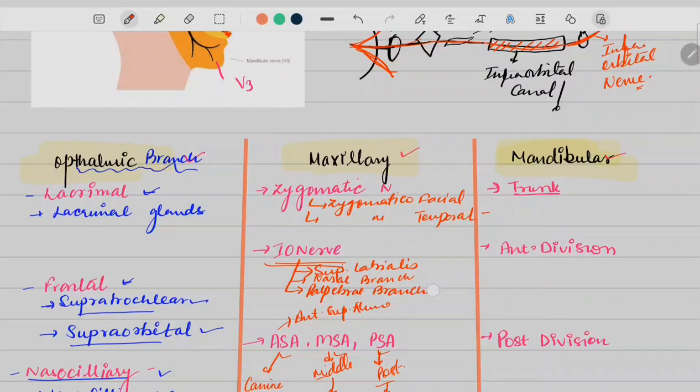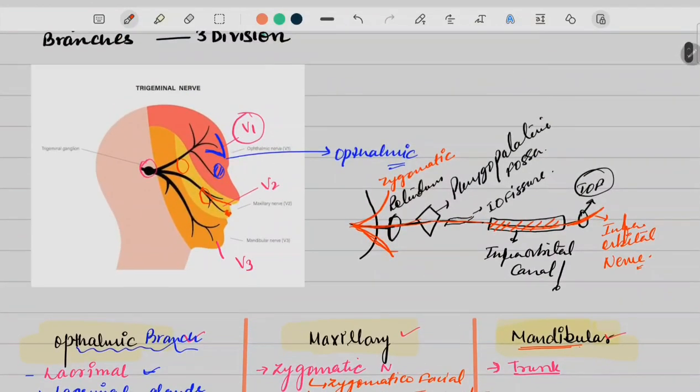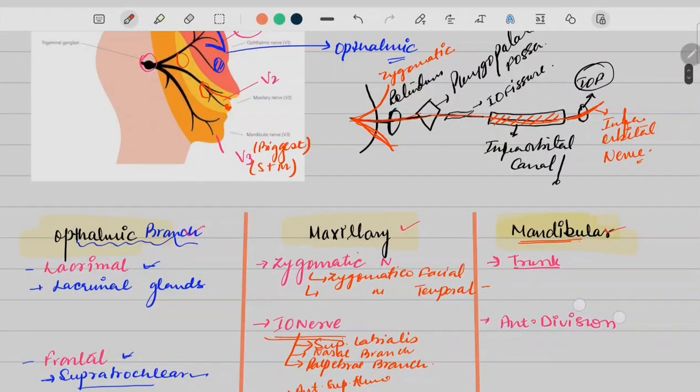So these are the three things which are being supplied. This completes the maxillary division. We'll revise all of this at the end, moving fast to the mandibular branch. The mandibular branch is the biggest branch of the trigeminal nerve. Being the biggest, it is also a mixed branch, having both sensory as well as motor sensations. Okay, now moving ahead to what we find here.